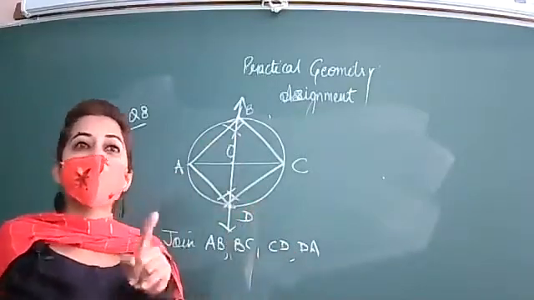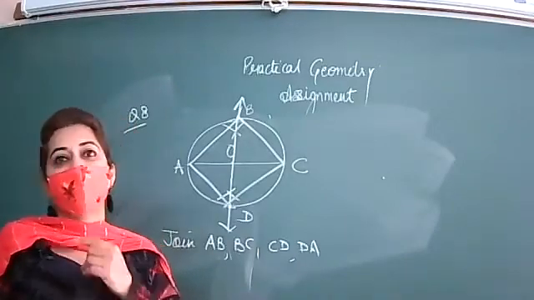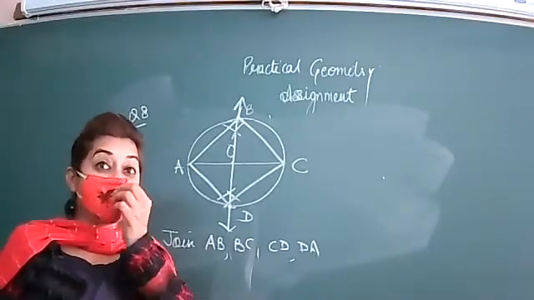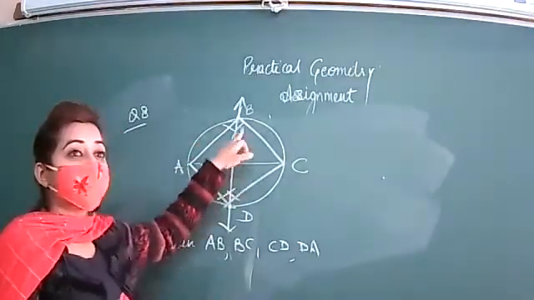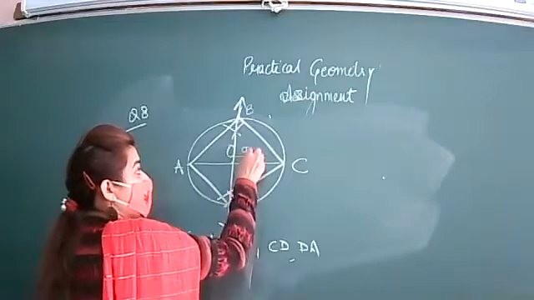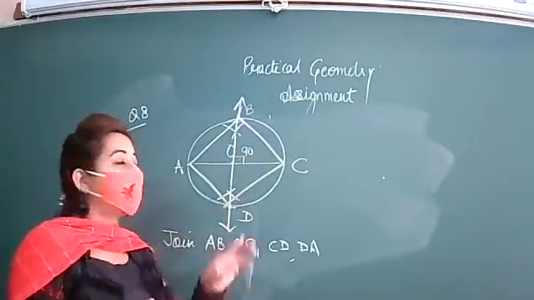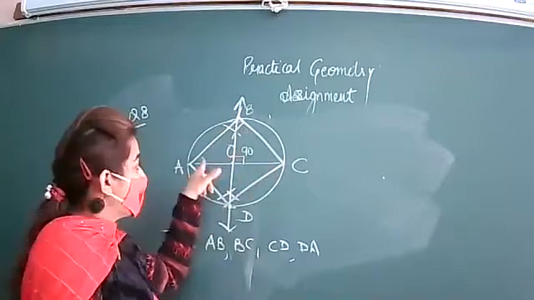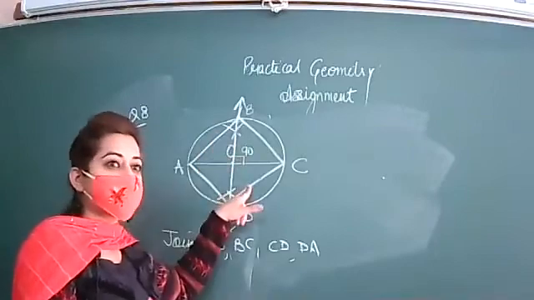And the figure which has diagonals of equal length can be a square as well as a rectangle. But as you can see, the diagonals are intersecting each other at 90 degrees. So this is a square, because a square has 3 properties. Diagonals are equal, bisect each other and meet each other at 90. So it is a square.